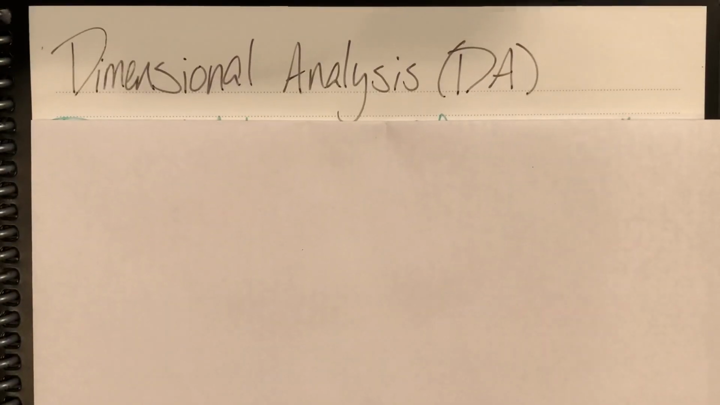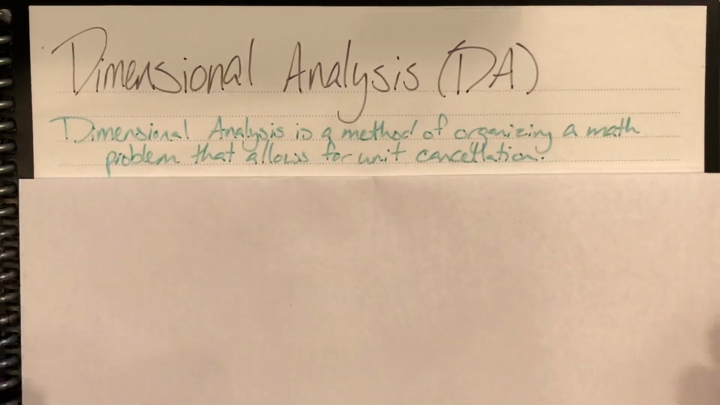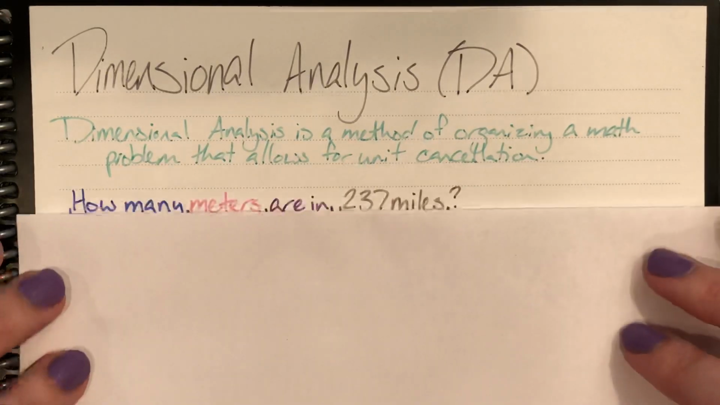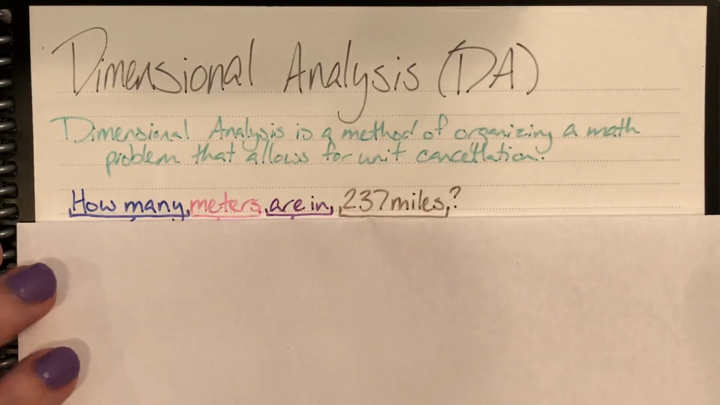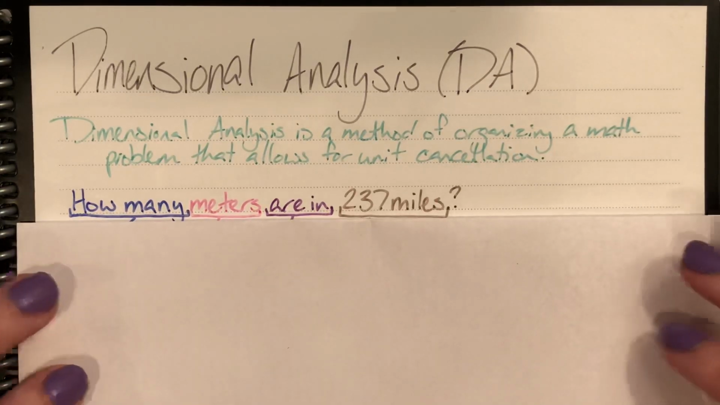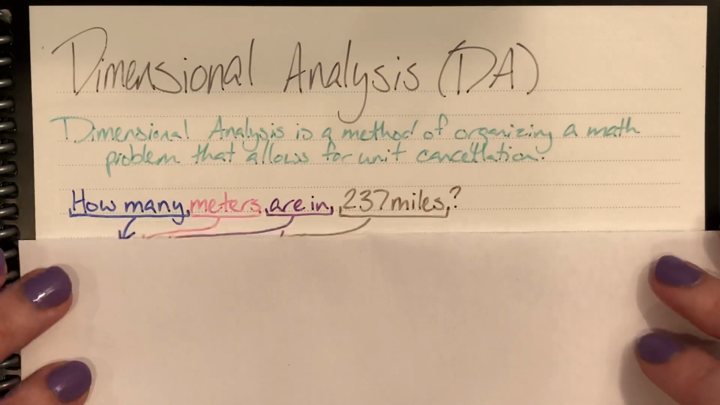Today we will be discussing dimensional analysis. Dimensional analysis is a method of organizing a math problem that allows for unit cancellation. We're going to start out just directly with the problem. So the first problem that we are going to work states: how many meters are in 237 miles?